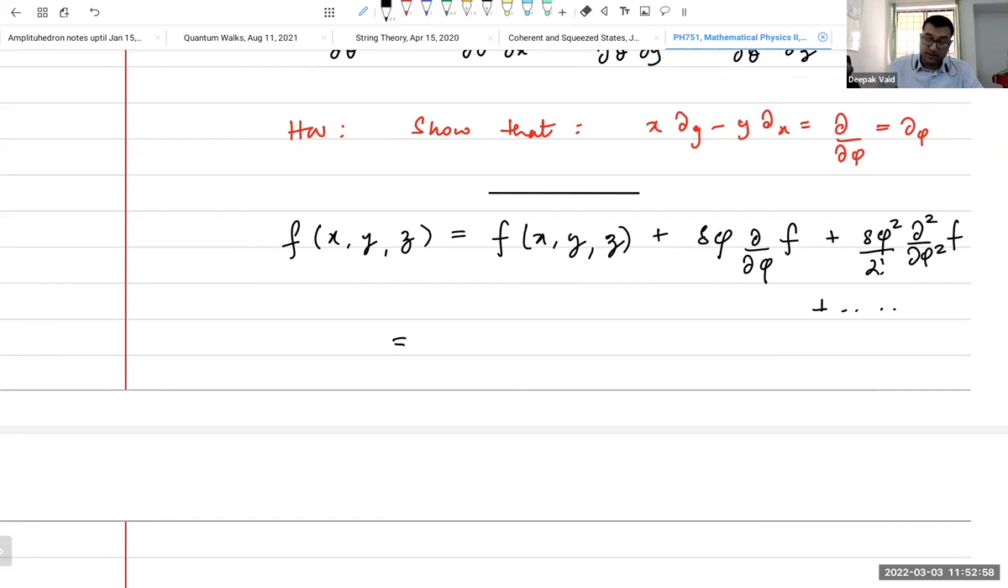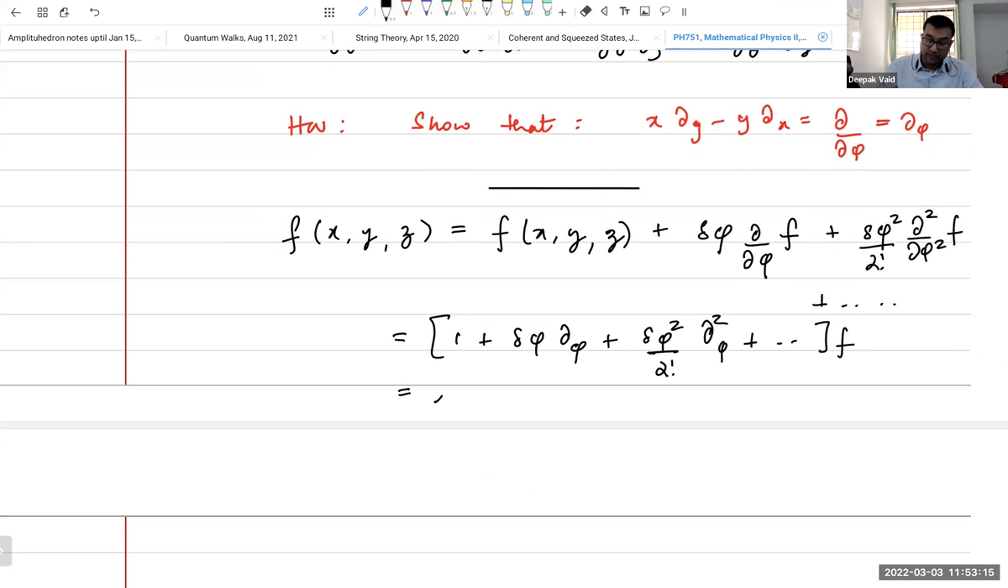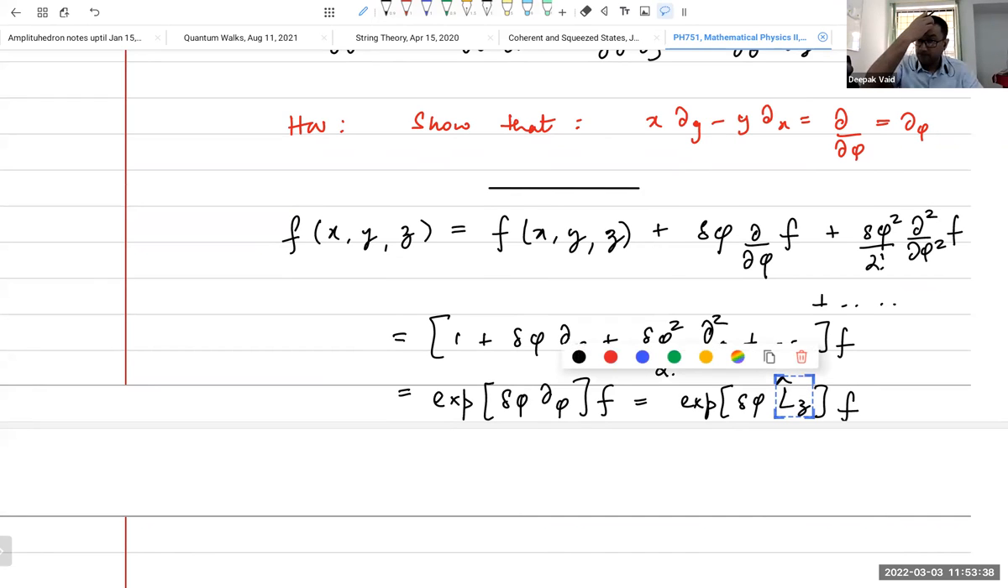So once again, we can write this expression as 1 plus delta phi d by d phi, plus delta phi squared d squared by d phi squared over 2 factorial, and so on, acting on f, which can be written as exponent of delta phi d by d phi acting on f, which is exponent of delta phi L z acting on f. Right? So this is our generator of rotations.